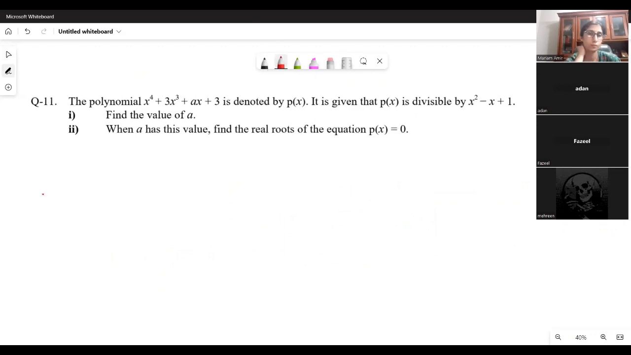Okay. Polynomial x power 4 plus 3x cube plus ax plus 3. Now a is with x. Usually a is our constant when it's not linear. Anyway, so x power 4 plus 3x cube plus ax plus 3 is denoted by p(x). It is given that p(x) is divisible by x square minus x plus 1. Find the value of a. So let's start with long division. I think this is slightly different from the questions before.